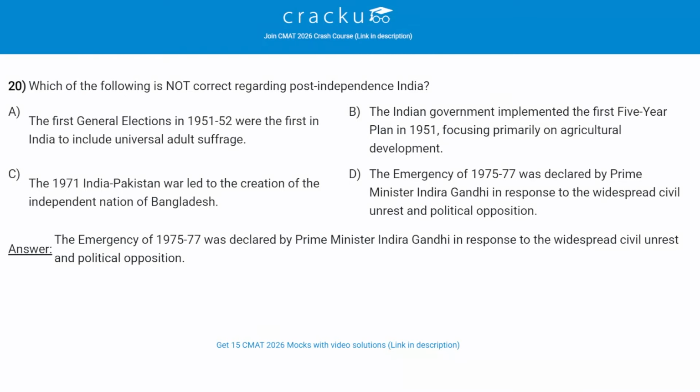Which of the following statement is not correct regarding post-independence India? Let's see the options. The first general elections in 1951-1952 were the first in India to include universal adult suffrage. This is correct. The Indian government implemented the first 5-year plan in 1951, focusing primarily on agricultural development. This is also correct. The 1971 India-Pakistan war led to the creation of independent Bangladesh. This is correct. East Pakistan was converted to Bangladesh in the Bangladesh Liberation War of 1971. The emergency of 1975 to 1977 was declared by the Prime Minister Indira Gandhi in response to the widespread civil unrest and political opposition. This is wrong. This is not correct. This is false. So the correct answer is option D.